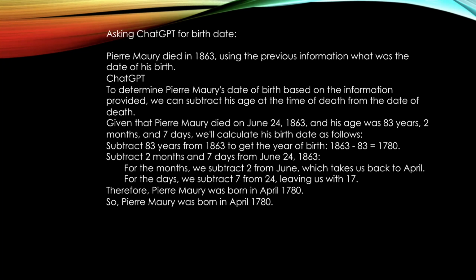So within that last one, I asked, it didn't give a birth date, but it did say how long he lived. 83 years, so many months and 7 days. So this is what ChatGPT came up with. It calculated a date and gave me all the steps. So it says, we'll calculate it as follows. We subtract 83 years and we get 1780. We subtract 2 months and 7 days, so we get 1863. And then we subtract the months, leaving us with 17. And so 17th of April, 1780. So it can do it, and it actually shows its work instead of just giving you the date.